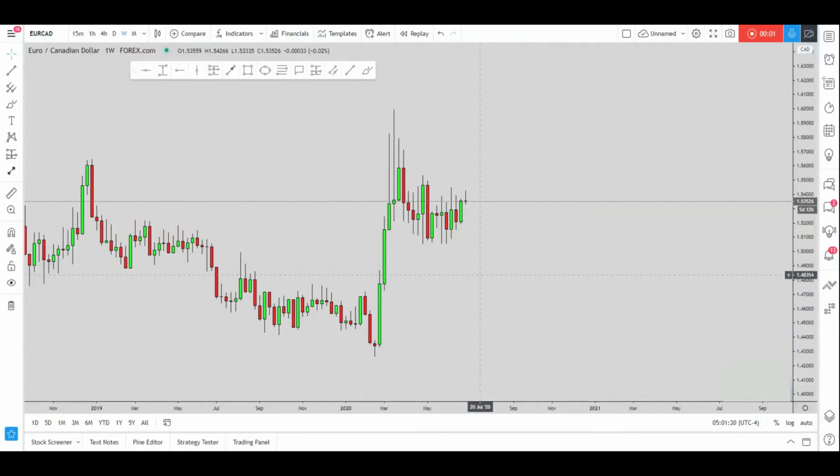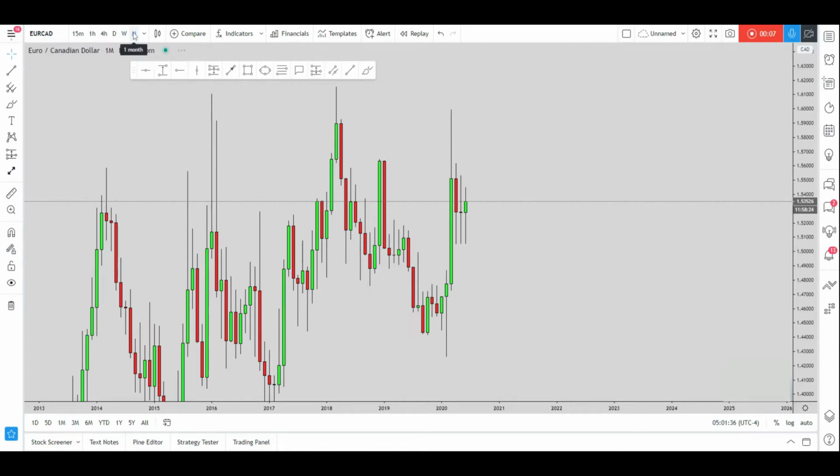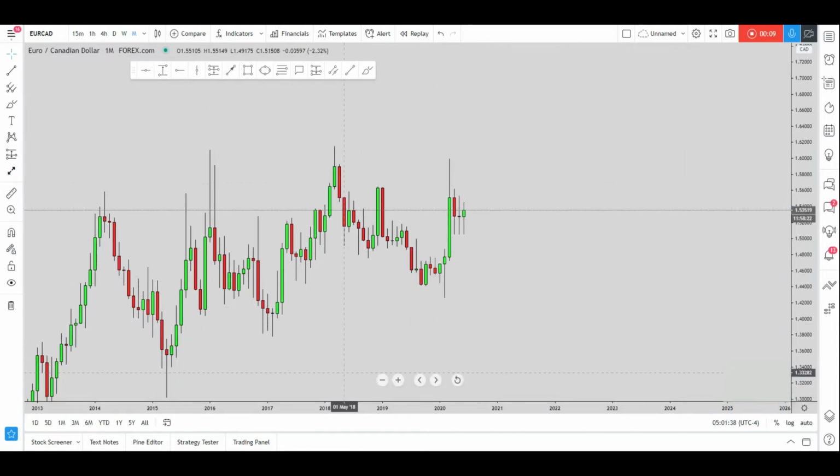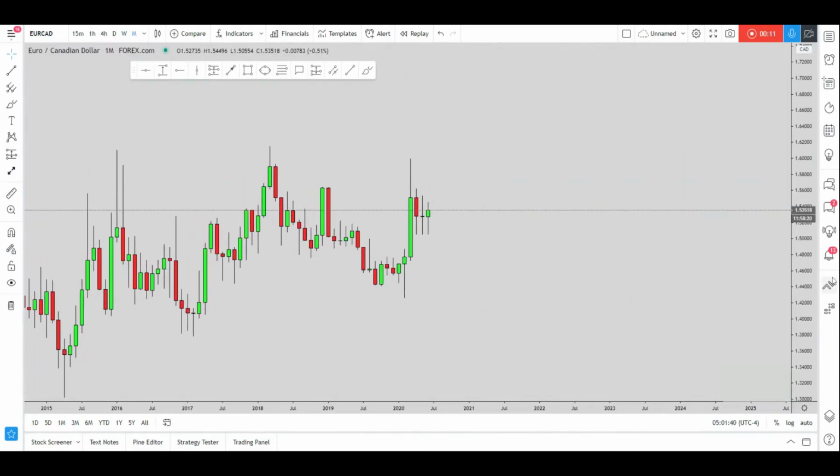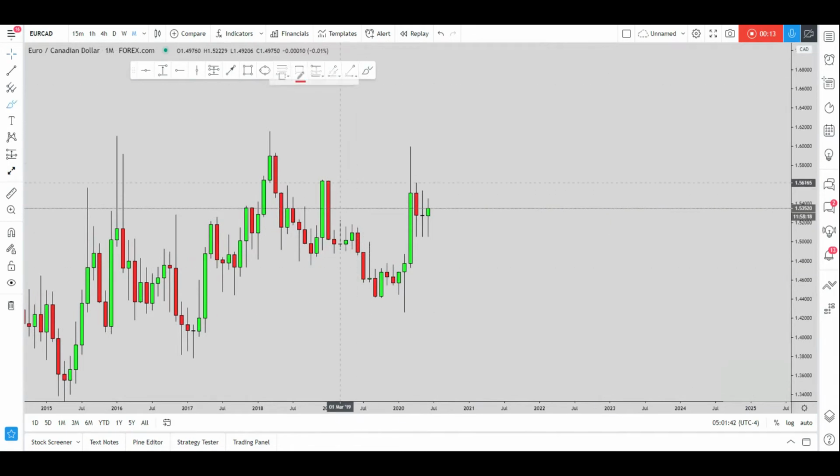Okay, so what kind of situation do we currently have on Euro CAD? Now, from a monthly perspective, let's start our full analysis. What we can see first of all is that we had an overextended W formation on this pair. And after an overextended W formation, what do you expect? You expect the market to make a retracement, but to where?